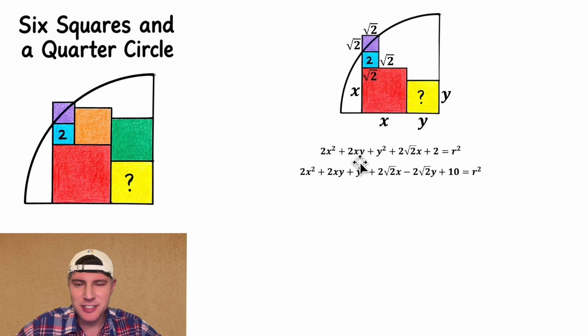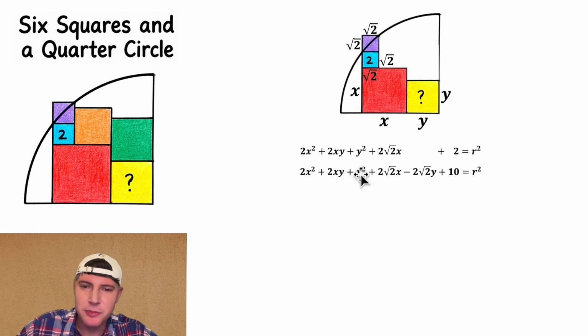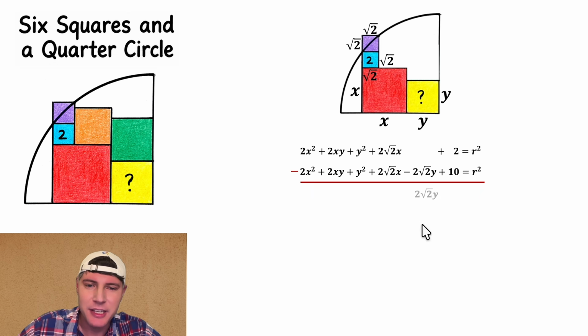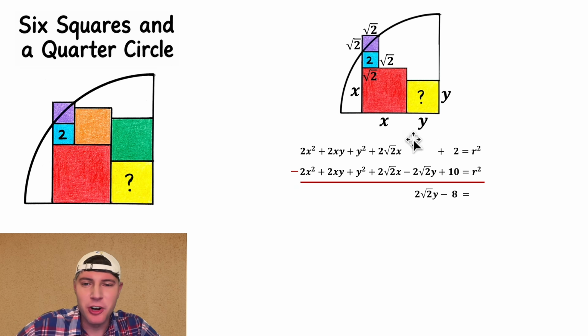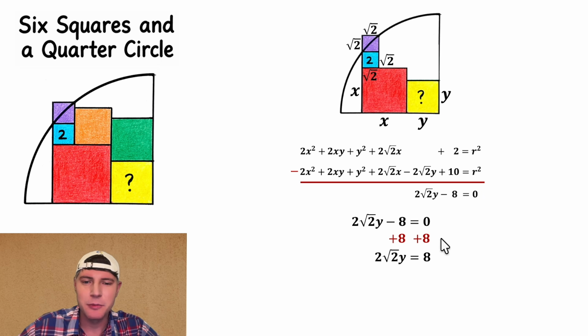I see a lot of stuff in common. Let's try using elimination. Let's arrange things so the like terms are lined up, and let's subtract the two equations. On the left-hand side, all of this is going to cancel out, and then 0 minus negative 2 root 2y gives us positive 2 root 2y, and 2 minus 10 gives us negative 8. And that's going to be equal to r squared minus r squared, which is 0. We can copy this equation down here, and let's add 8 to both sides.